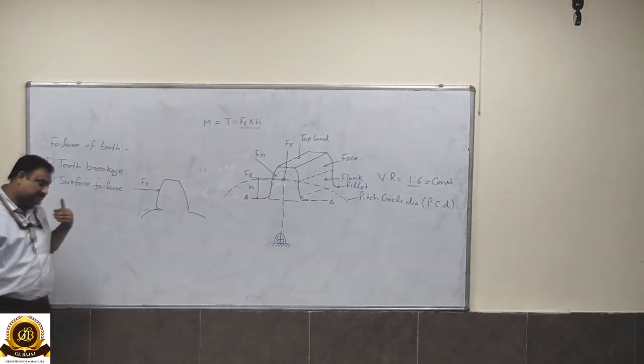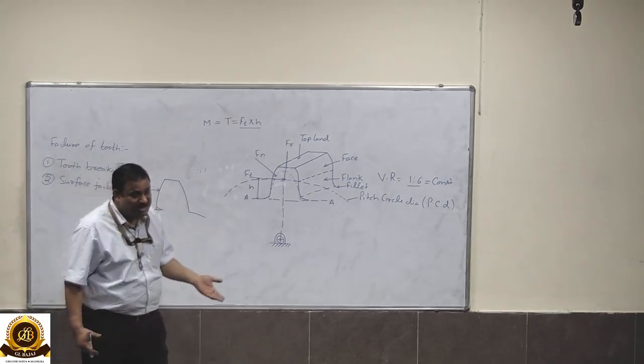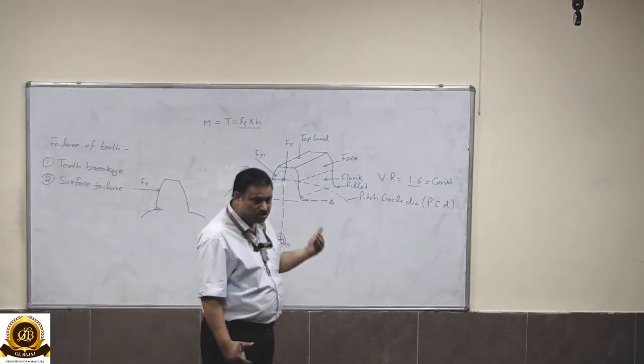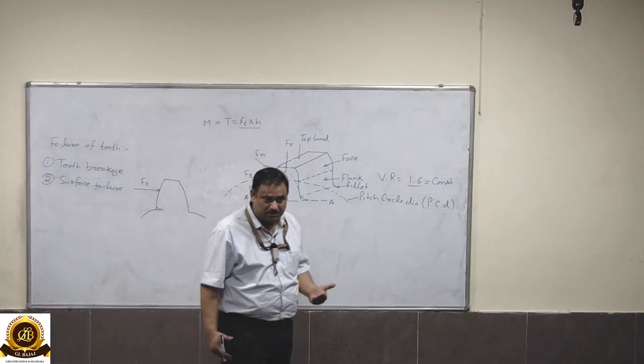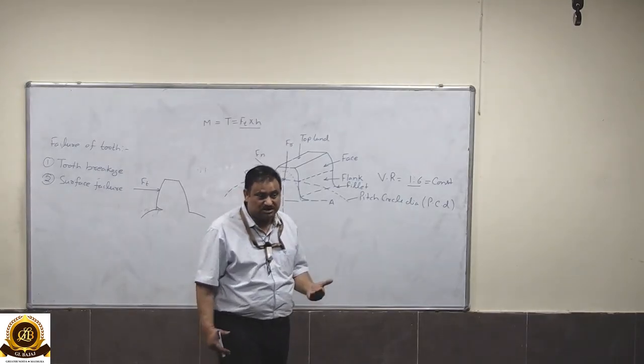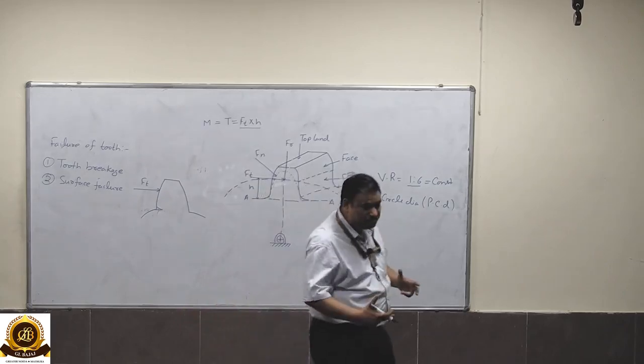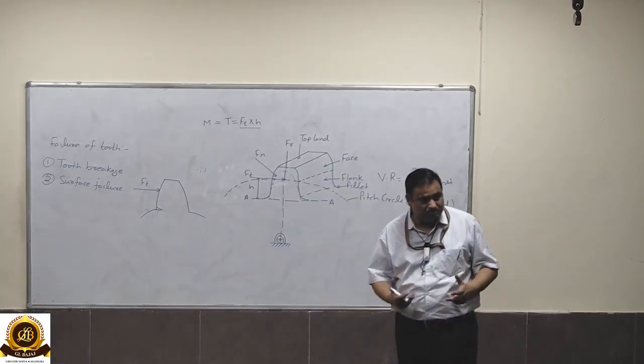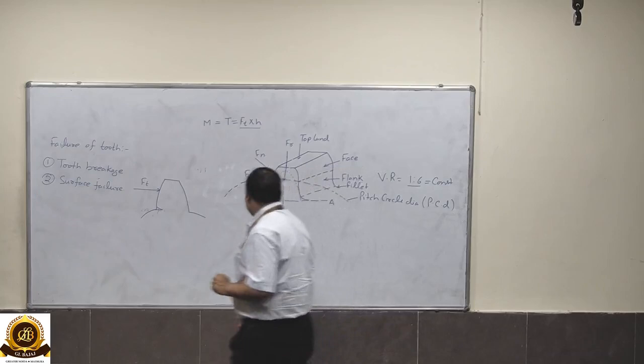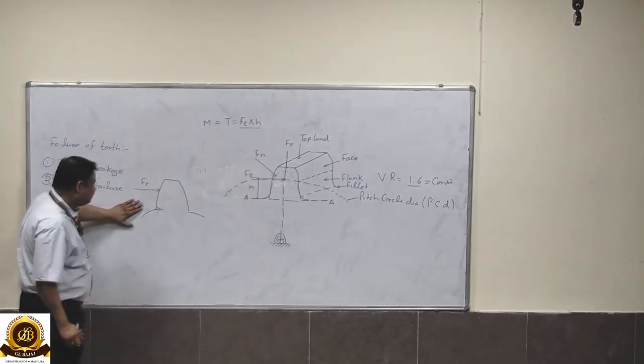Otherwise, you will feel that sometimes the gear will move fast and sometimes slow, which is not advisable where precision motion is required, like your watch, right? If the gear suddenly moves very fast, it will also produce impact. Therefore, it is required to achieve a constant angular velocity ratio.